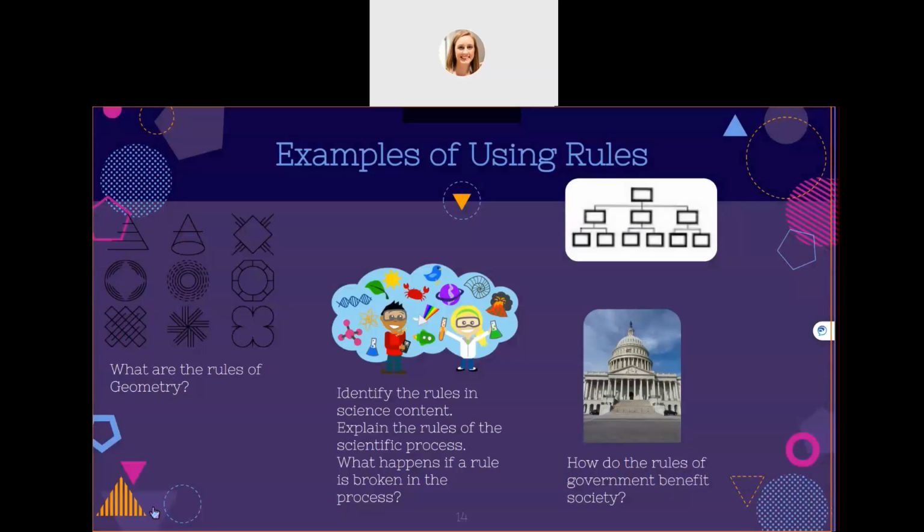So some examples of using rules. You might think about, what are the rules of geometry when you're studying in math? Or what are the rules in science content? Explaining the rules of the scientific process and what might happen if a rule is broken in that process. Or how do the rules of government benefit or hinder society? You can use this icon at the beginning of the year also to set class rules or virtual learning rules.